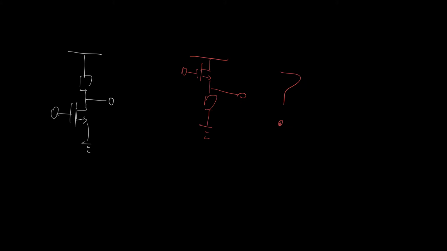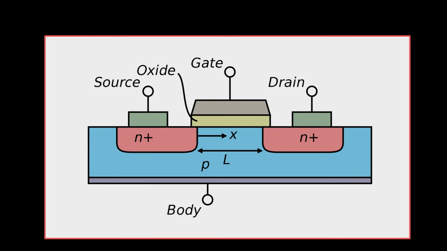To understand why, we need to understand FETs in a little bit more detail, and we can do that by looking at how they're constructed. Here is an N-channel MOSFET. Our channel is right here between the source and the drain, and how deep this channel is, how many electrons can flow through it, is determined by the voltage from the gate to the body.